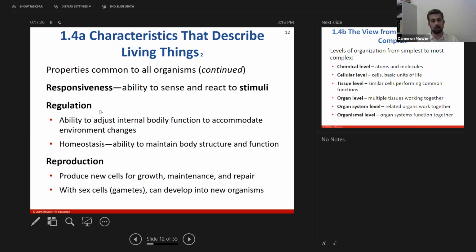I think it's on the final. And I know it's going to be on the next test. So understand that term. And then, of course, reproduction. Living things can reproduce. We produce new cells for growth, and some of us organisms are producing sex cells, gametes, sperm and egg, oocytes, spermatocytes, that sort of thing. And with these sex cells, we can create new organisms.